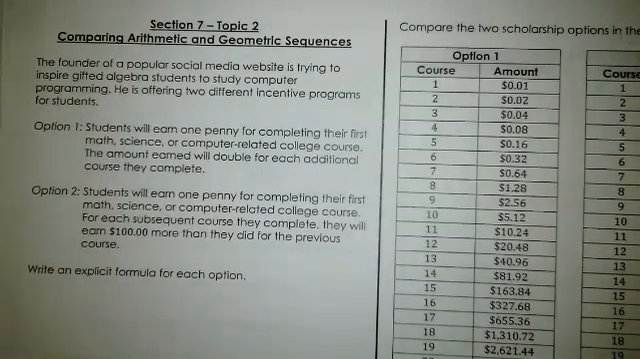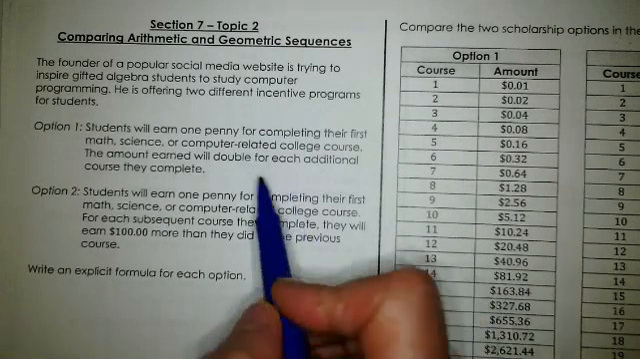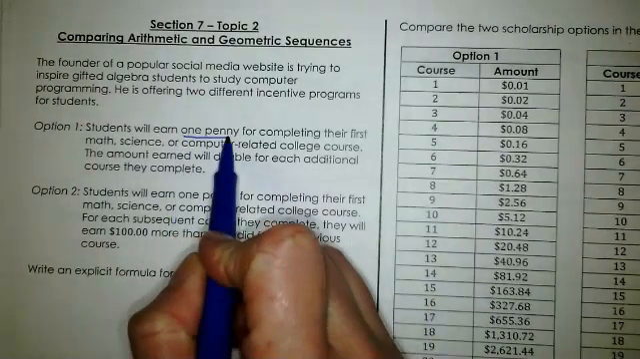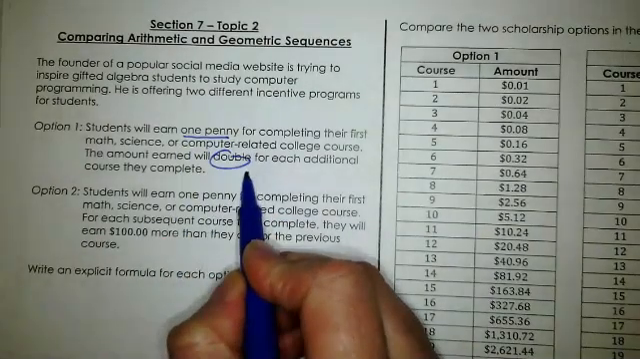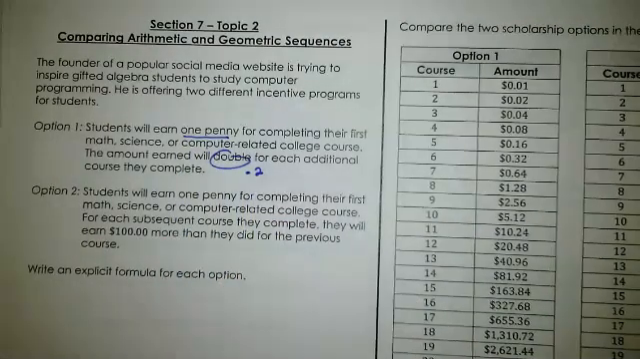Option 1. Students will earn 1 penny for completing their first math, science, or computer-related college course. So they'll start with 1 penny. The amount earned will double for each additional course they complete.